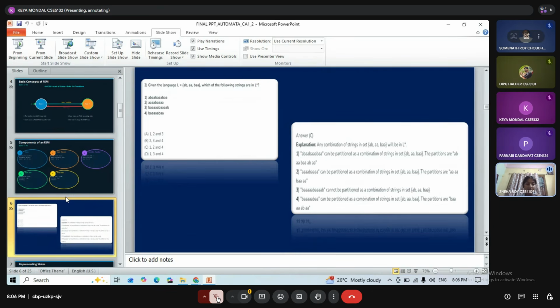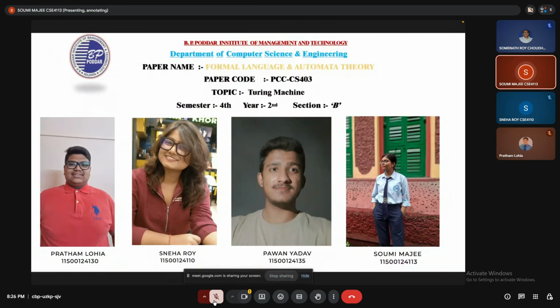So now our correct option is C, as it cannot be partitioned as a combination of strings in the set AB, AA and BAA.